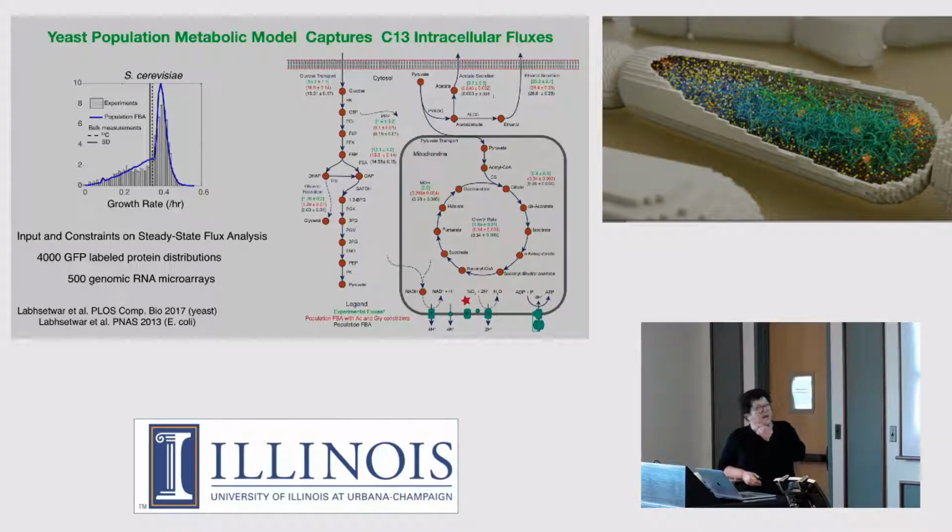We improved the last version of it, and we could get pretty good agreement to the carbon-13 measurements that were done on the main glycolysis pathway. So the fluxes agreed fairly well with that. So that's the type of thing that you can do if you have really good metabolic maps. You can try to be predictive.